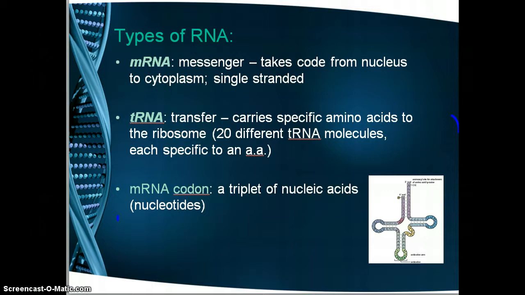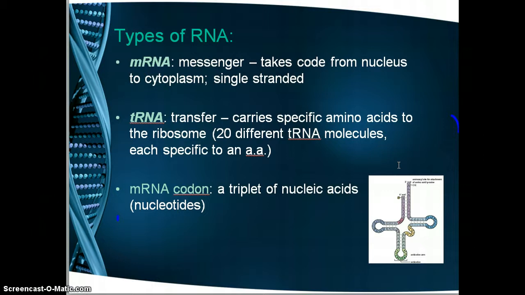tRNA, the T stands for transfer. Partially the way you can remember this too is that it actually kind of looks like a T shape. So you can see this diagram I'm circling down at the bottom of the screen. That is what tRNA looks like. It's responsible for carrying specific amino acids to the ribosomes. Ribosomes are where proteins are made. And there are 20 different tRNA molecules, each which corresponds to one of the 20 different amino acids. So that little AA abbreviation stands for amino acids.